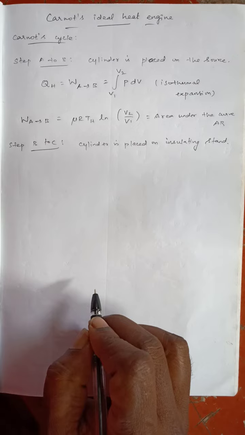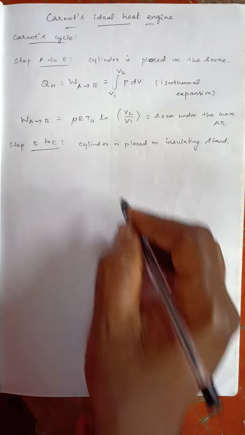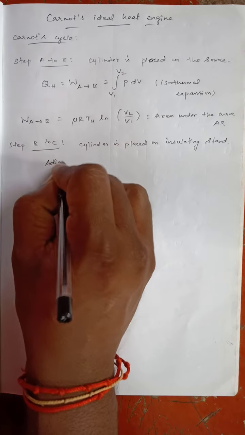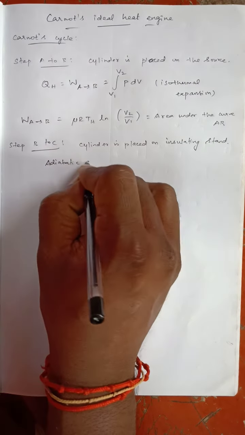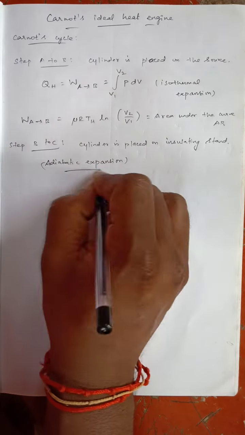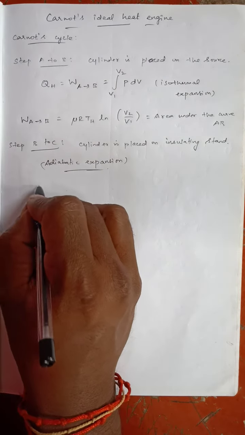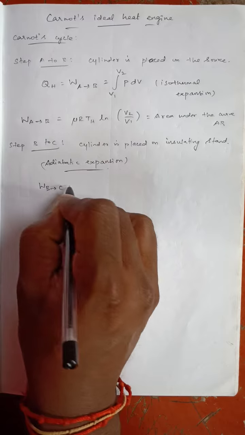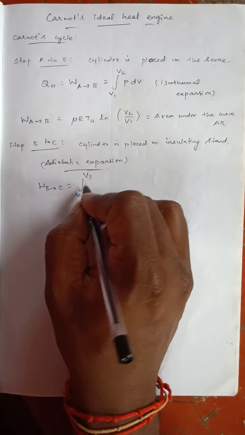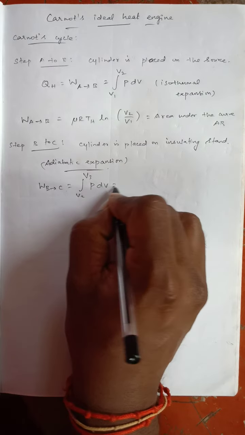Okay, so the work done. What is this process called? Adiabatic expansion. This is the process here. So the work done from B to C is equal to what? V2 to V3, the volume changes here, so the integral of P dV is the work done.